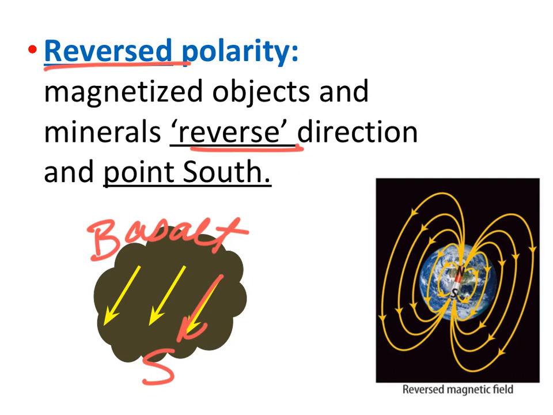Humans have not actually witnessed or been around for a change in polarity, so not a whole lot is known about how it changes, but according to the rock record, it's pretty black and white. It's either normal, north, or reverse, south. As the rocks flip, there isn't much variation present.